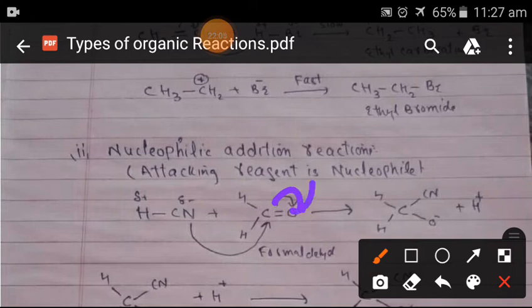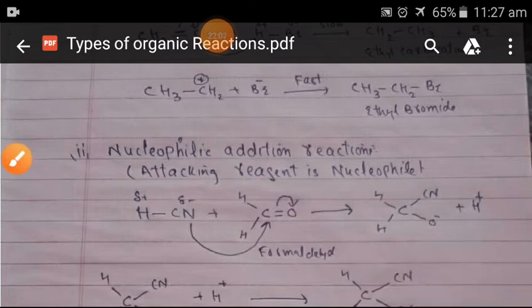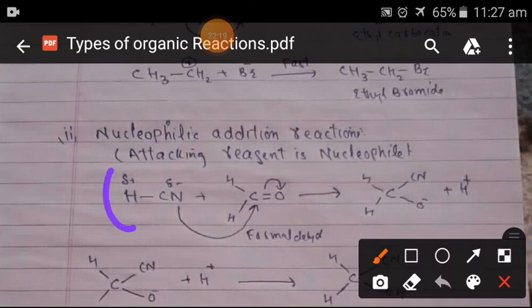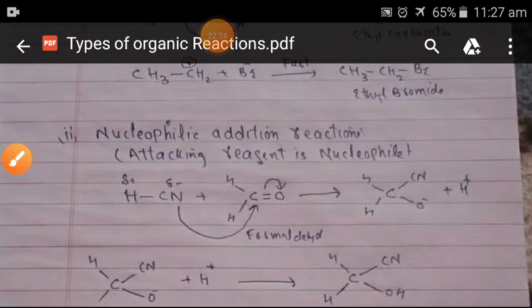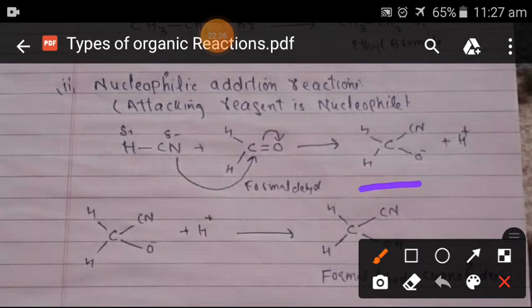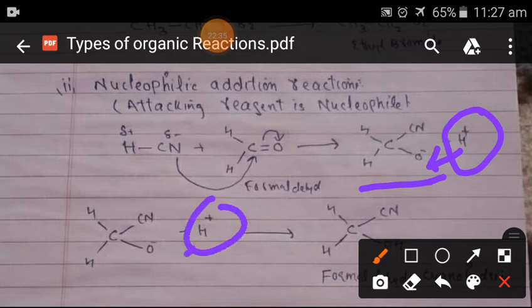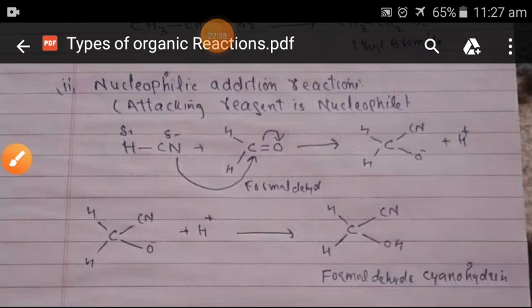Clear? So the cyanide gets attached to this carbon, and this hydrogen gets knocked out. Here an intermediate product is formed. To stabilize this oxygen, the H positive ion will combine with this oxygen. As a result, there is a formation of cyanohydrin.